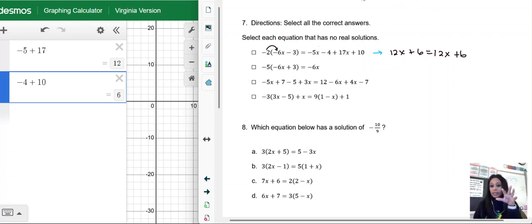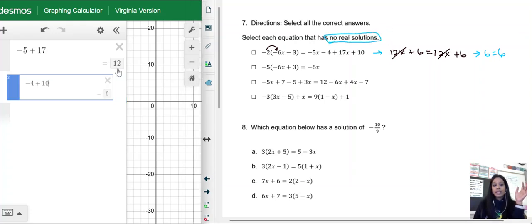Okay, so what do I have here? I have the same things on both sides. I can go ahead and take out the x term. So I have here 6 equals 6, which means this has infinitely many solutions, okay? That's not what I want. I want something that has no real solutions, okay?